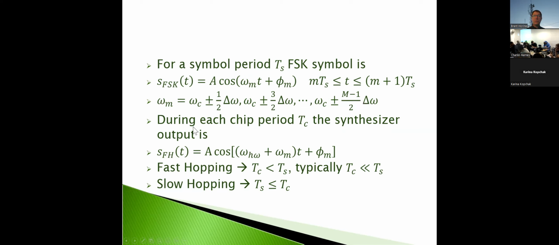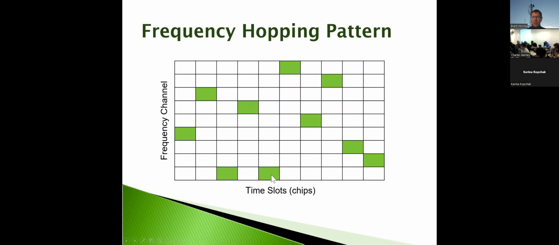So during each chip period, T sub C, the synthesizer output is now going to have this hopping term added to it. This hopping omega is going to be some function that is known to both the transmitter and the receiver that varies over this chip period T sub C, where these chips are each slot that we're hopping on.